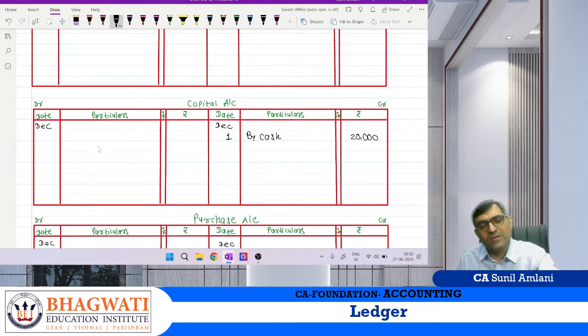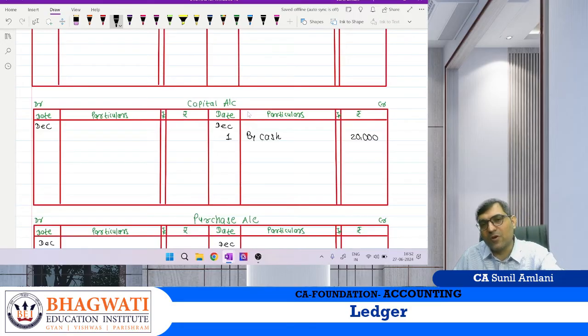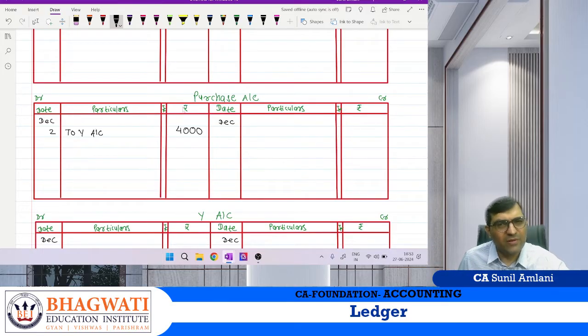Okay. Then what is the second here? He purchased goods from Y on credit 4,000. So purchase account debit to Y. Let us go to purchase account first. Purchase account date 2. Purchase account debit by how much? 4,000. Which account to be created? To Y account. You can write to Y account, right? Journal folio, we will not be considering it, right? Because nowhere they have given the information.